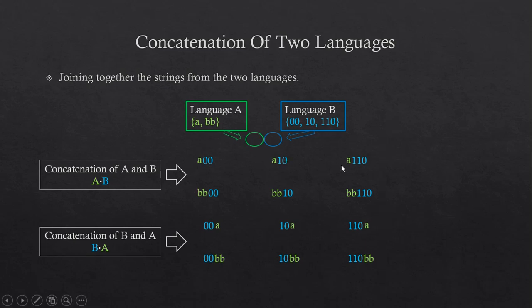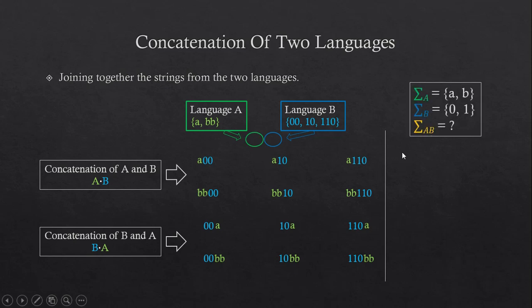Now let's look at the alphabets of the concatenation set. In this example, language A has an alphabet of a and b, language B has an alphabet of 0 and 1. What do you think will be the alphabet of the concatenation set AB? If your answer was the concatenation of the original 2 alphabets, then unfortunately that was not correct. We require all the symbols of language A and all the symbols of language B because we are taking strings from both sets, so the answer is actually going to be the union of the original 2 alphabets.